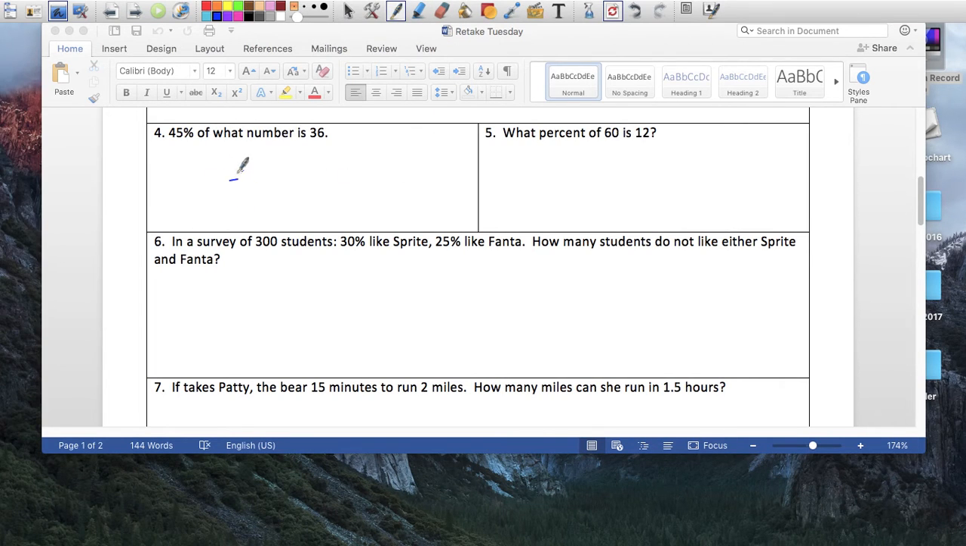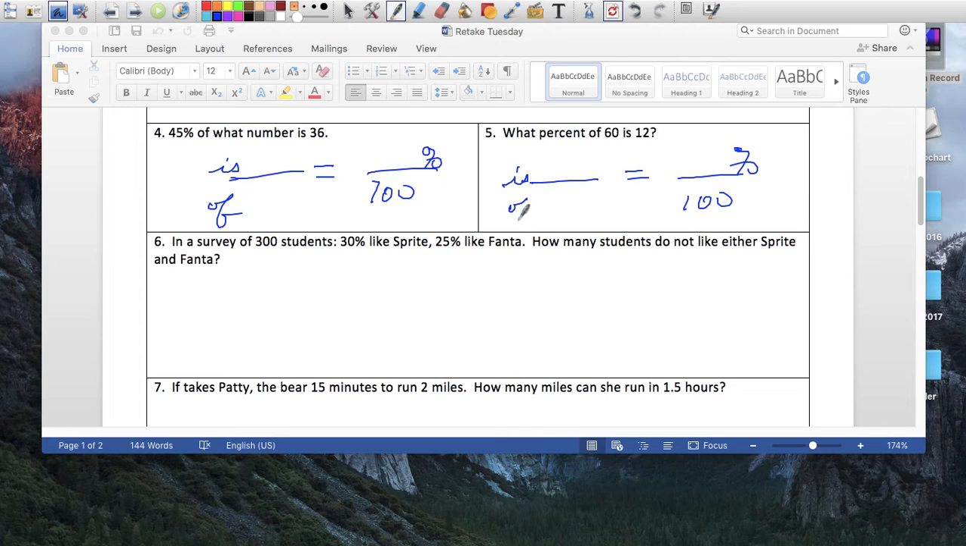This is also a percent proportion, but it's just worded differently. 100% goes on top, and it's going to be is and of, is and of. The same thing as we did in the prior questions, but worded differently. 45%, that obviously goes here. Of what number? Of what number is the part that we don't know, so the bottom here is going to be empty. And the is part is 36. That goes on top here.